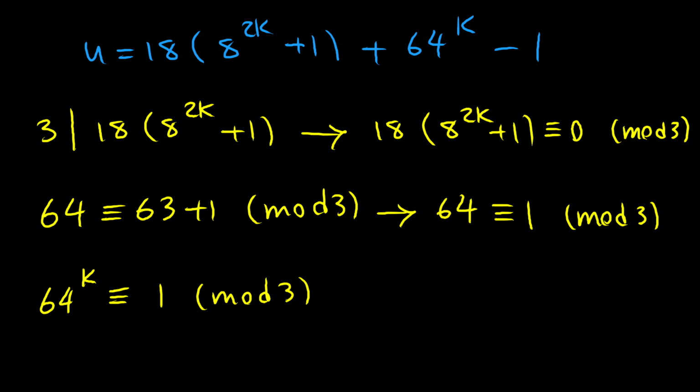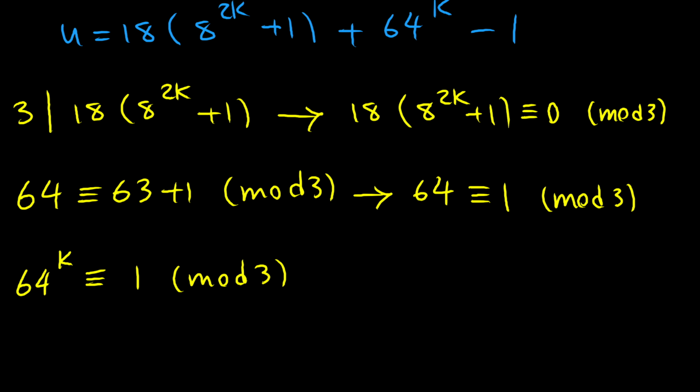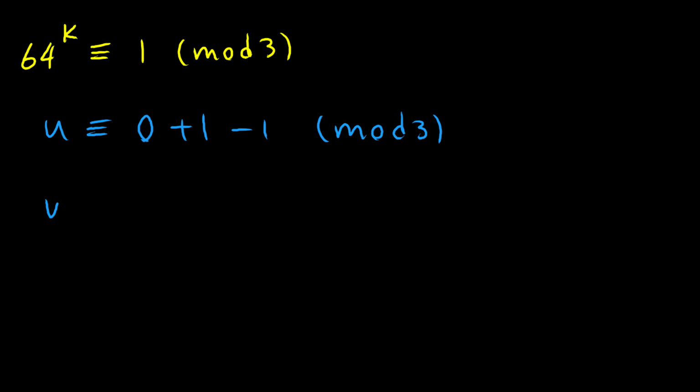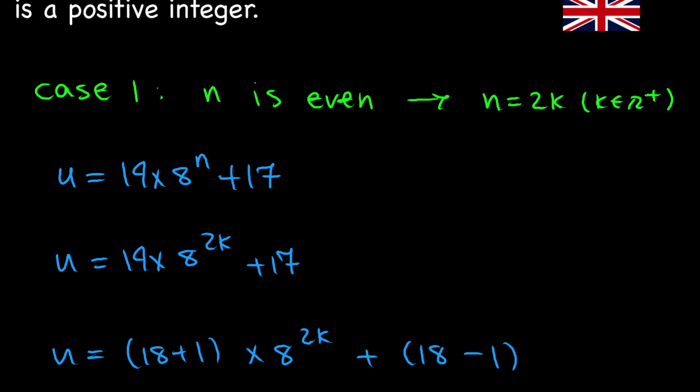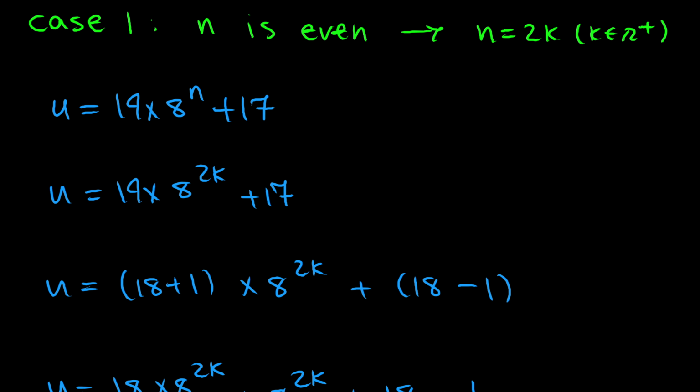So using all of this, I can say that u is congruent to 0 plus 1 minus 1 mod 3, which means that u is congruent to 0 mod 3, which means that u is divisible by 3, and that indicates that u is a composite number, and that is true when n is an even number, right? But what if n is not an even number? What if n is an odd number?